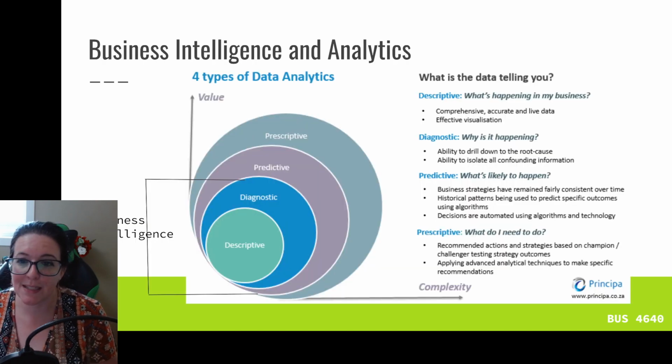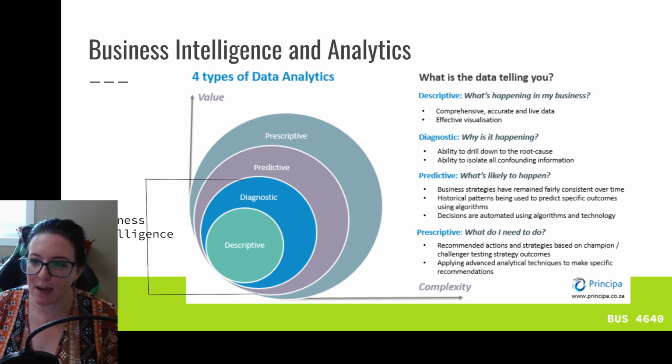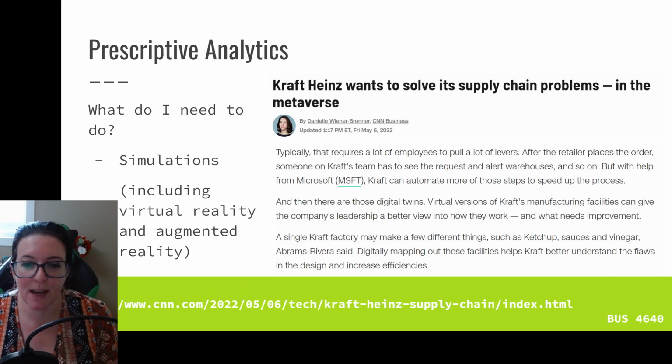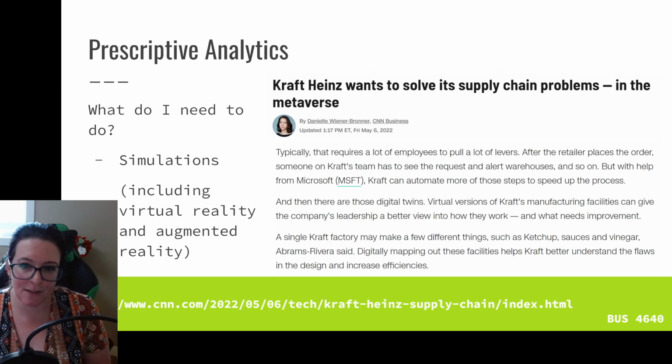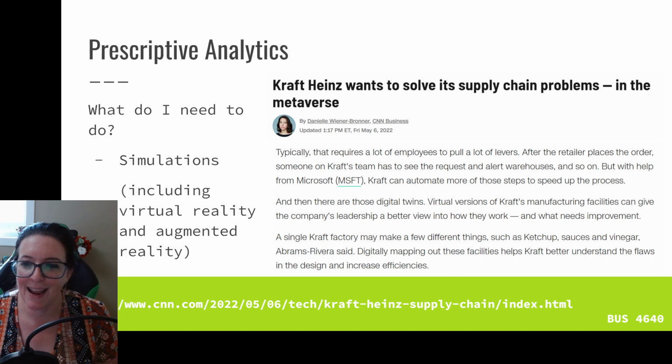The last area of business intelligence and analytics is prescriptive. So we need to know, what do we need to do? What should the organization do to get a particular outcome? So in prescriptive analytics, as we just said a moment ago, we can have things like simulations. And so Kraft Heinz, for example, wanted to solve its supply chain problems. So it created a simulation of its factory. And so in the virtual environment, they could change different aspects of their operations and see what's happening.